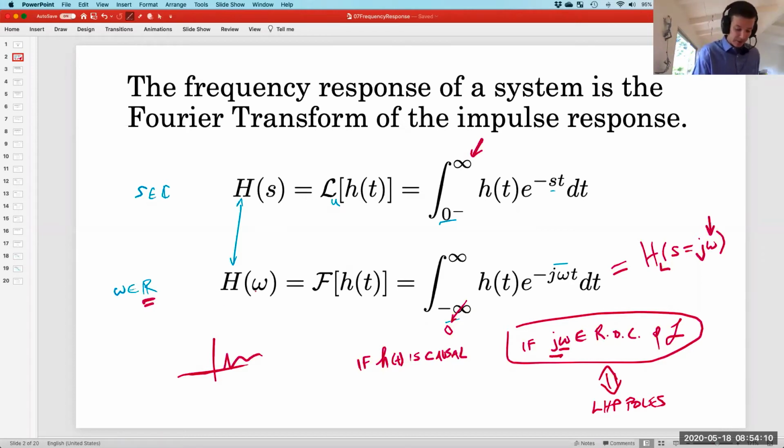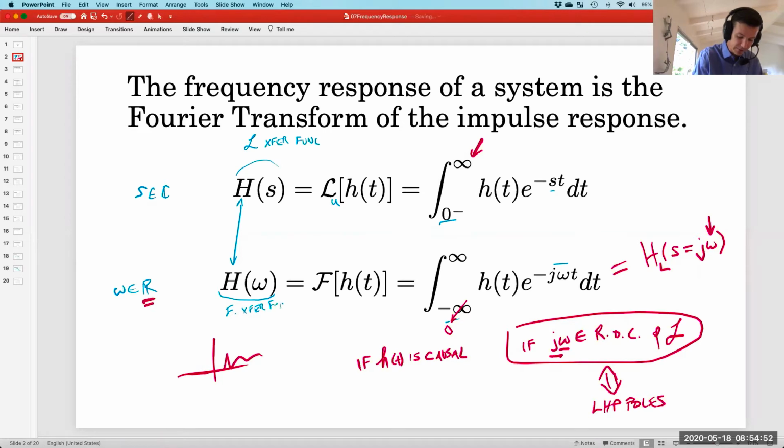They're both also called transfer functions. That's the other inconvenient thing here. This would be the Laplace transfer function. And I think that you would be fine to call this the Fourier transfer function.